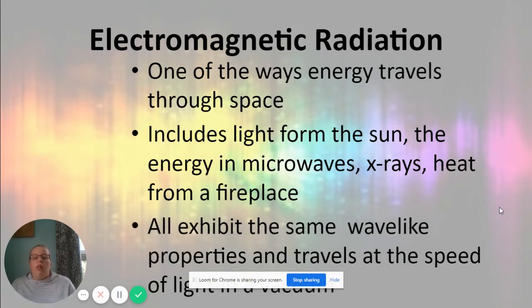All of them exhibit wave-like properties. So electromagnetic radiation, whether it's a microwave, an X-ray, heat from a fireplace, or light from the sun, they all have wave-like properties. They go up and they go down and they travel in this wave. And the other thing that they all have in common is that they all travel at the speed of light in a vacuum. And that is going to be important later on when we talk about equations.